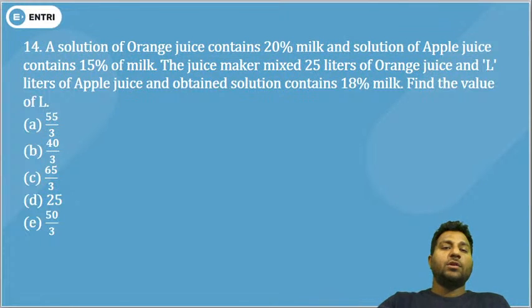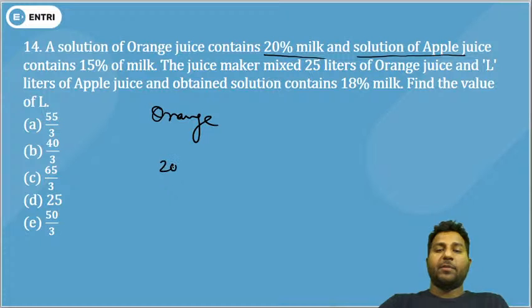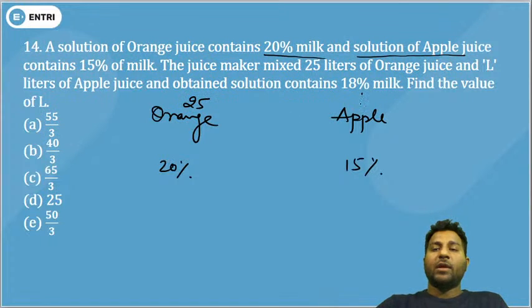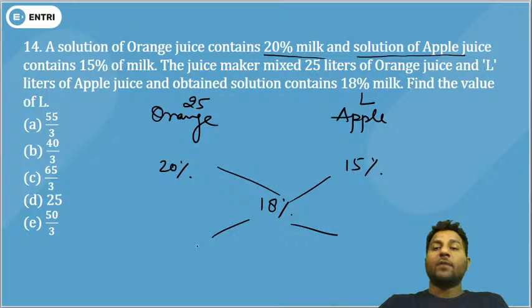Next one. A solution of orange juice contains 20% milk, and a solution of apple juice contains 15% milk. The juice maker mixed 25 liters of orange juice with L liters of apple juice and obtained 18% milk. So let's find out the ratio of their quantity.